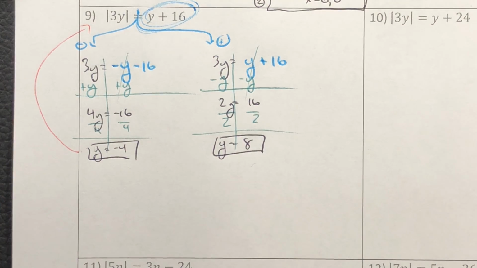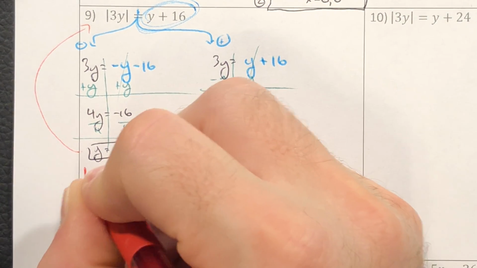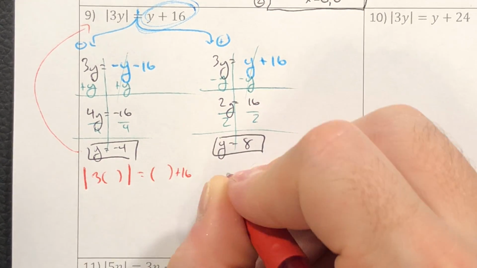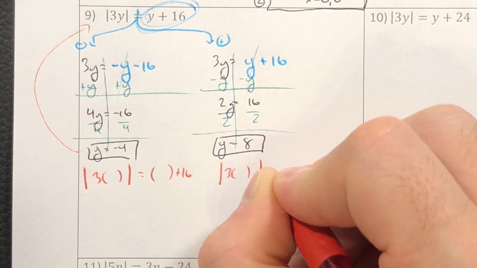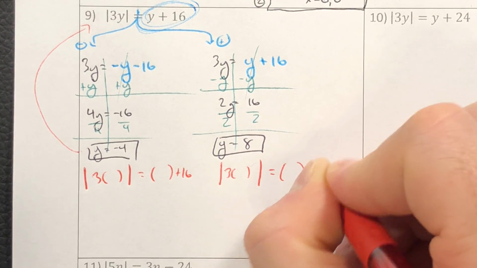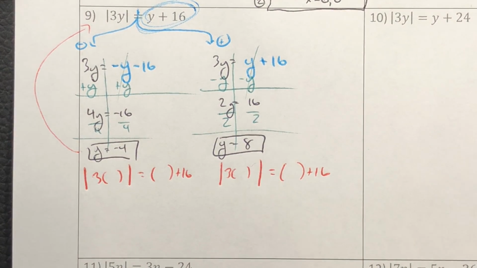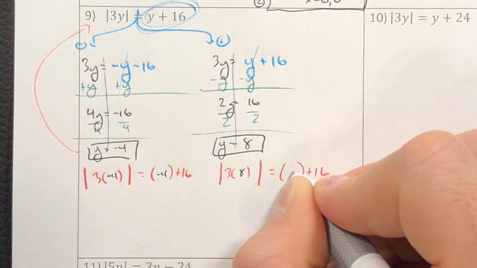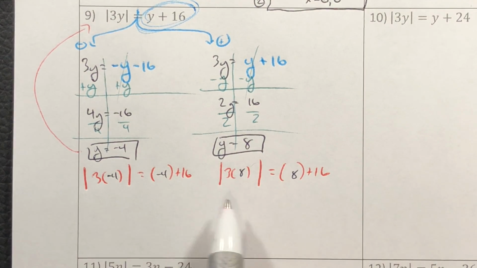them into this right here. So the absolute value of 3 times this number equals that number plus 16. The absolute value of 3 times that number equals that number plus 16. I'm going to try out both the negative 4 and the positive 8. So in this case, I just got to plug them in 2 separate places.